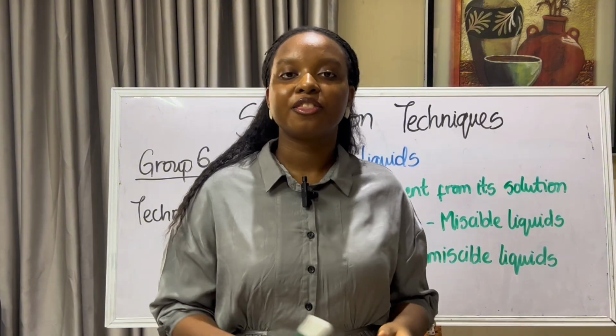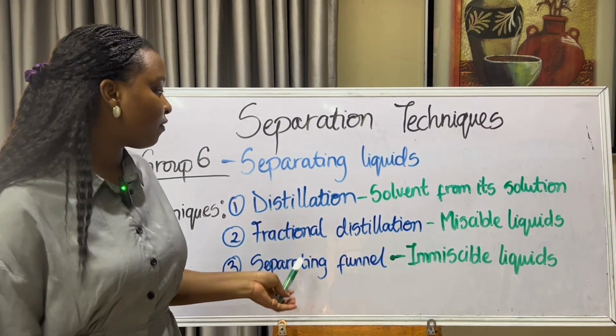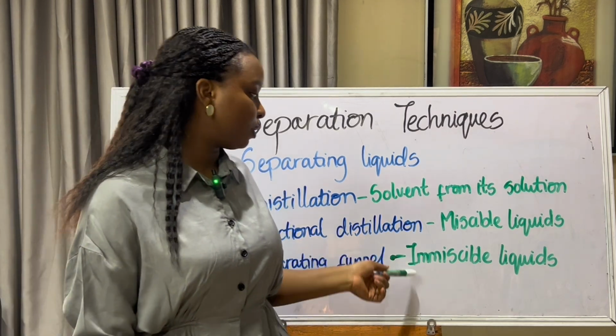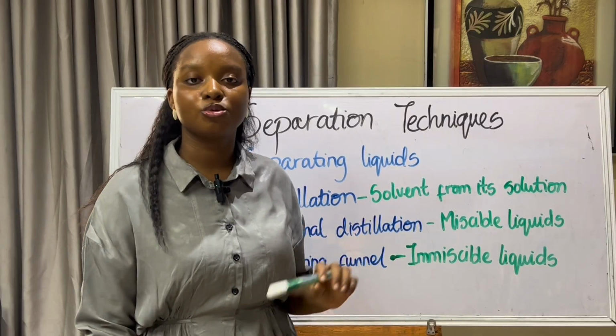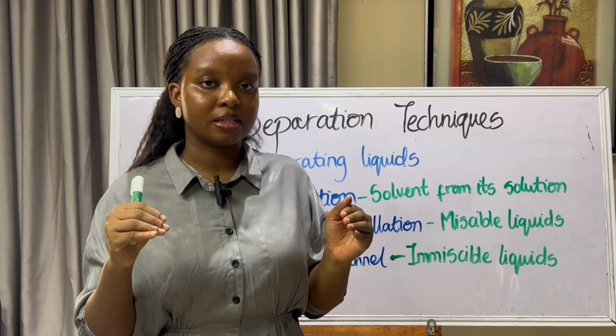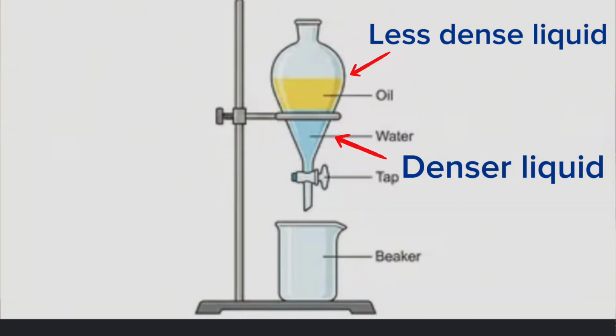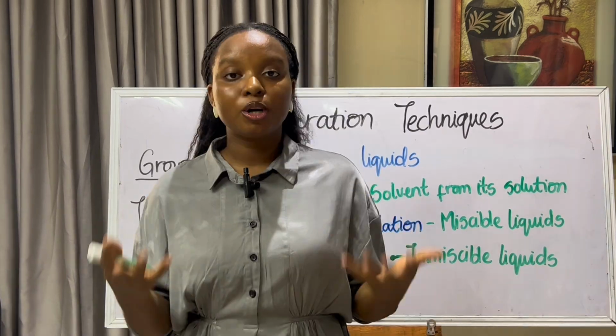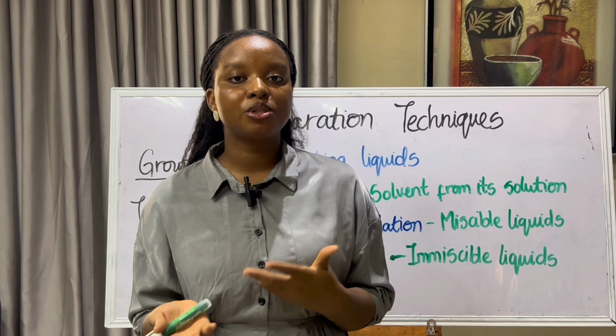Thirdly, we have the separating funnel. The separating funnel is used to separate immiscible liquids, and immiscible liquids are liquids that do not mix at all, just like oil and water. So they form two distinct layers, and when this mixture is turned into a separating funnel, it is allowed to settle into these two distinct layers. The denser liquid is then drained out through the tap at the bottom, while the less dense layer remains behind. Another example of this is separating petrol and water. Because they have different densities, they can be separated using a separating funnel.